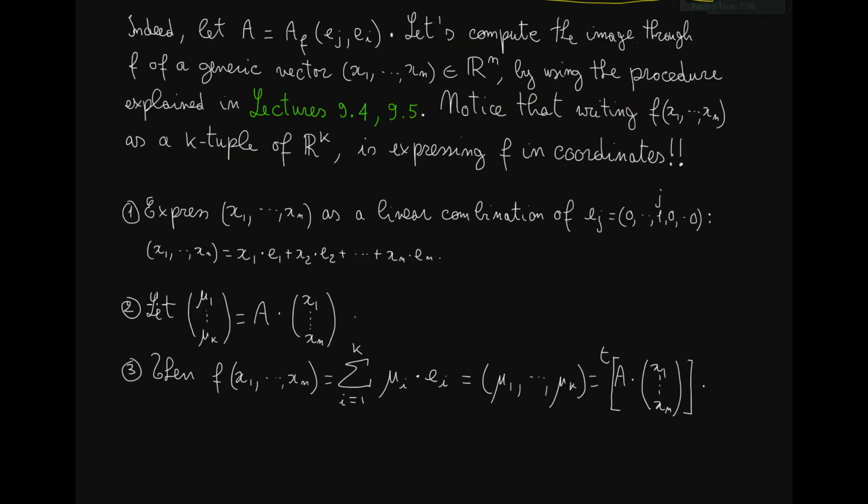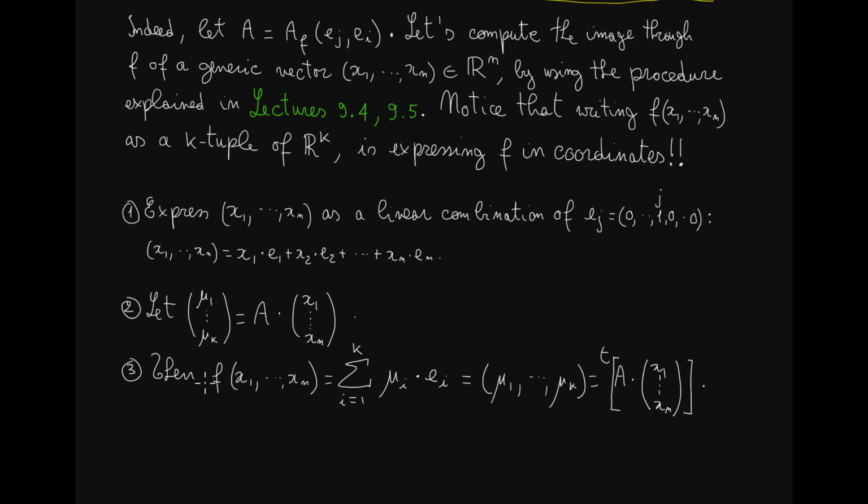Step number 2 was to compute the column vector given by the product of the coefficients of the linear combination of step 1, which we computed to be x1 through xn, multiplied on the left by the associated matrix. And the result we denoted as mu i's, and these mu i's are the coefficients of the linear combination that we will use to compute the image of the vector we started from.